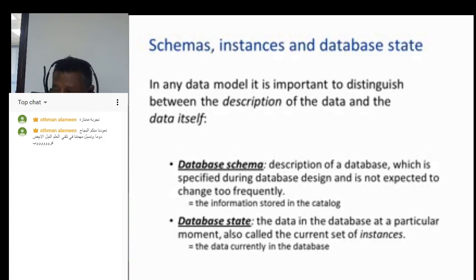The database state is then the data in the database at a particular moment, which is also called the current set of instances, the current set of observations. It's the data currently in the database. So let's just illustrate that.